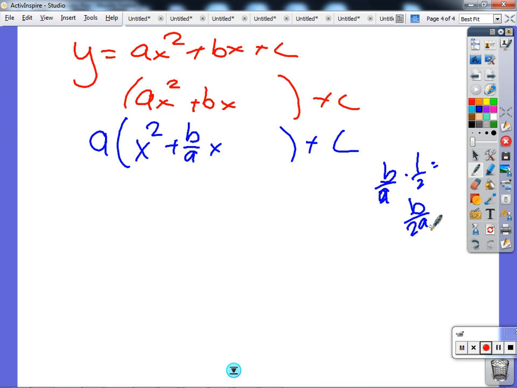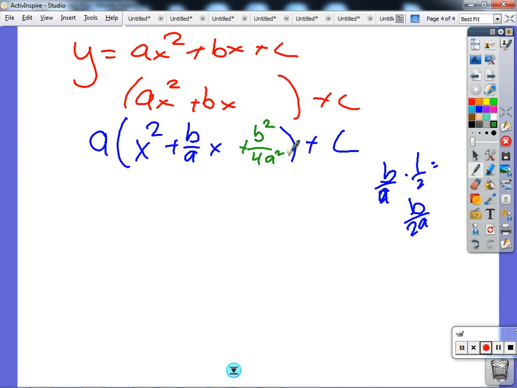So therefore, for me to fill the spot, I have to square this, right? Isn't that the form? I take the guy, cut him in half, and then I square him. Square this guy. That becomes b squared over 4a squared. Because I square the top, b squared. Square the bottom, 2 times 2 is 4. A times a is a squared. Oops, I didn't put a square.